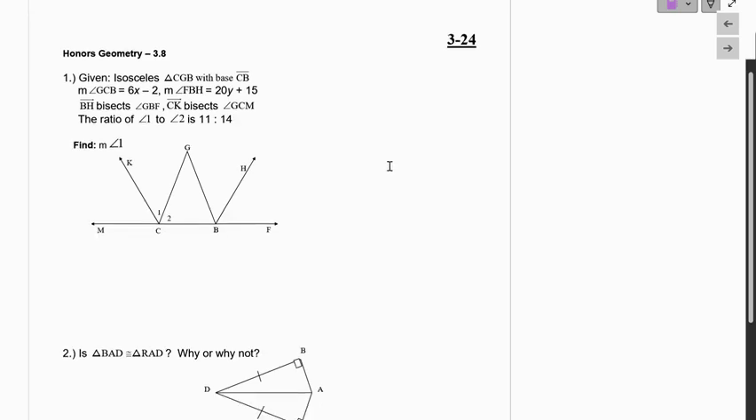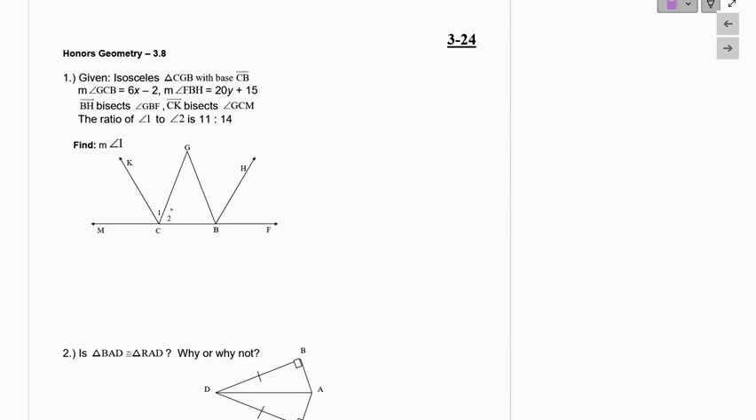And so just two problems here. The first problem has a couple different ways of solving it. And so I'm actually going to show the shorter way, but I will point out the more direct approach. So here we are told that this triangle is isosceles with base CB.